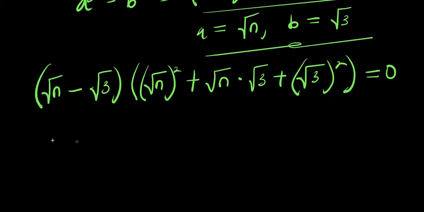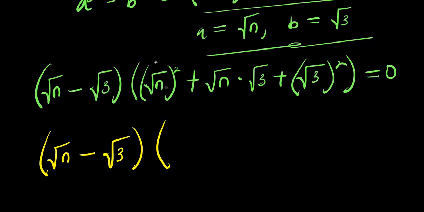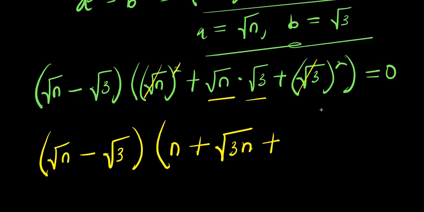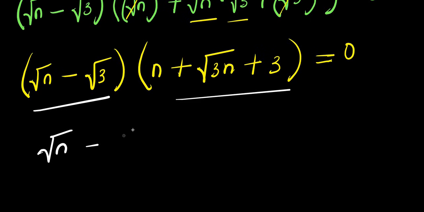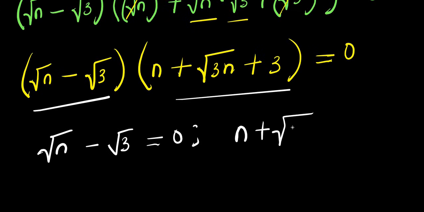So from here, I will have root n minus root 3 times, this cancels this, we have n, plus root 3n, plus this times this, this cancels this, I have 3, equals 0. So from here, I will equate each of these to 0. I have root n minus root 3 equals 0. I have n plus root 3n plus 3 equals 0. So let's solve these individual equations.